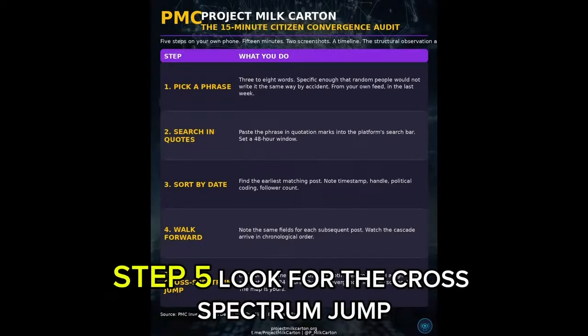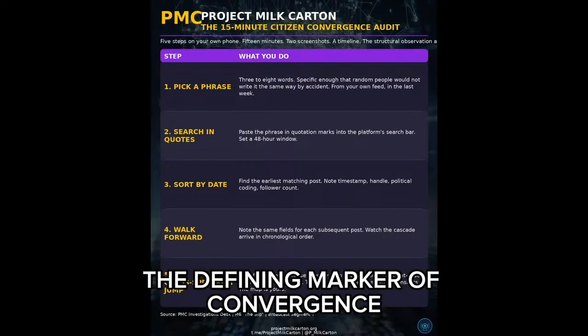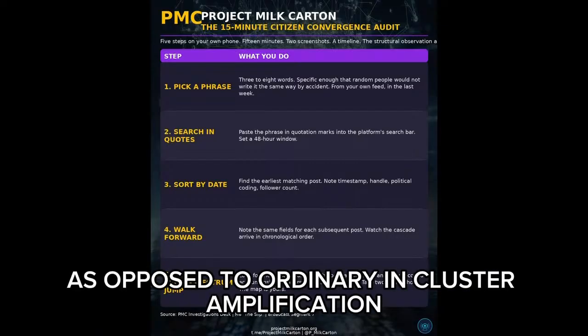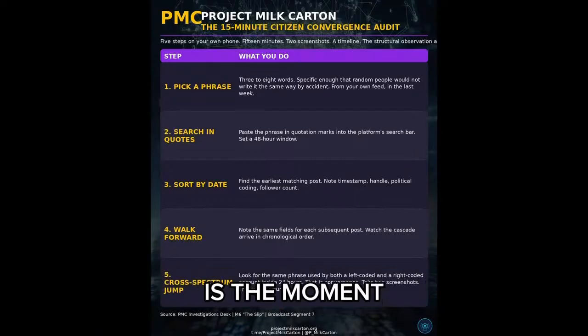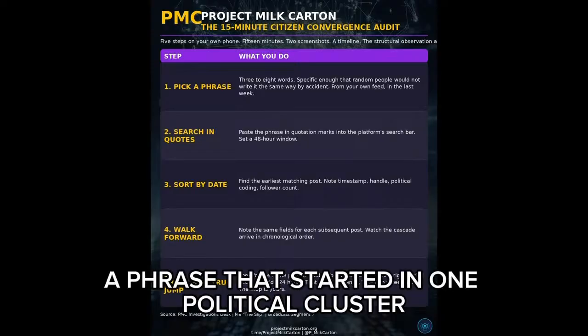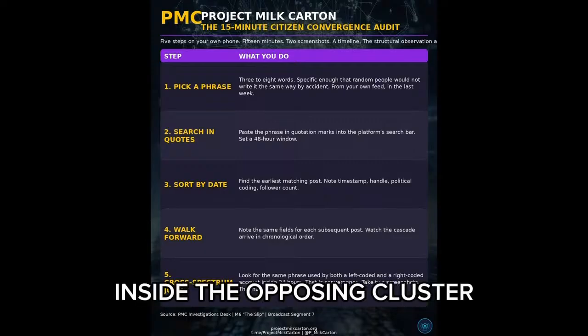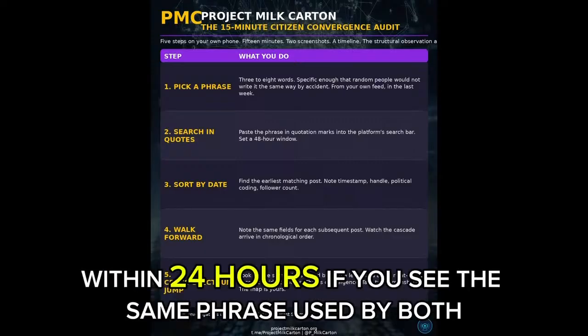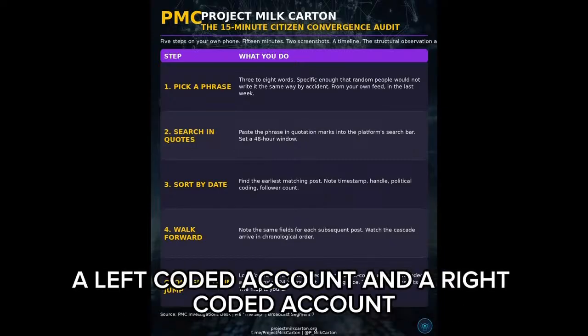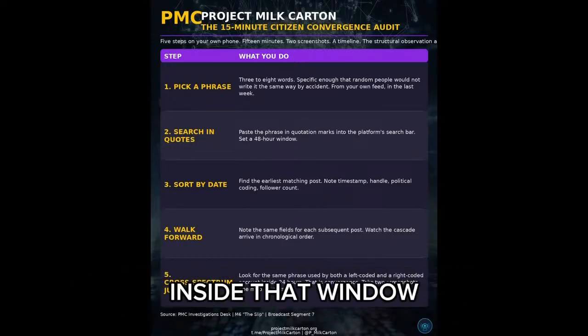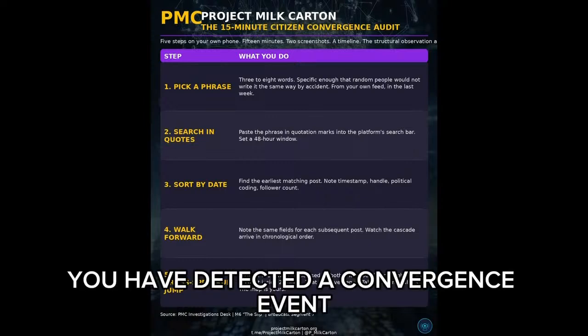Step 5. Look for the cross-spectrum jump, the defining marker of convergence, as opposed to ordinary in-cluster amplification. It is the moment a phrase that started in one political cluster appears in identical form inside the opposing cluster within 24 hours. If you see the same phrase used by both a left-coded account and a right-coded account inside that window, you have detected a convergence event.